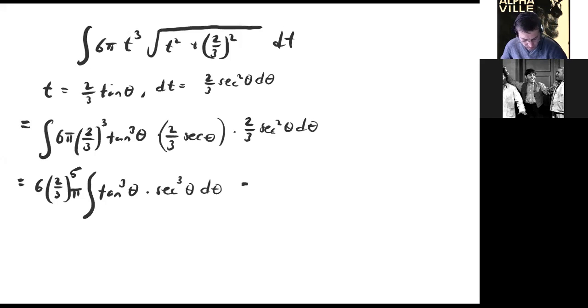So if you recall how we do these integrals, first of all, let me put the constant back. So 6 times 2/3 to the 5th power. So what we're going to do is break off a secant theta and a tangent theta.